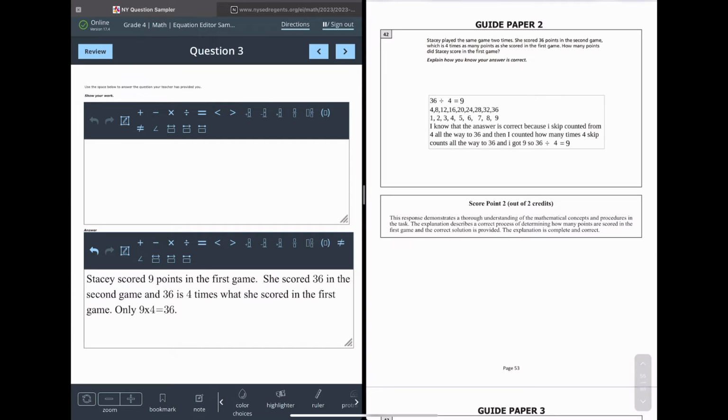Here's another kid who typed 36 divided by 4 is 9, and then they wrote their 4 times tables. So they skip counted until they got to 36, and they counted how many 4s that was, and it was 9. I know that the answer is correct because I skip counted from 4 all the way to 36, and I counted how many times 4 skip counts all the way to 36, and I got 9. So 36 divided by 4 is 9. Complete answer. So that shows what they did. I can see it in their explanation, so that makes sense.